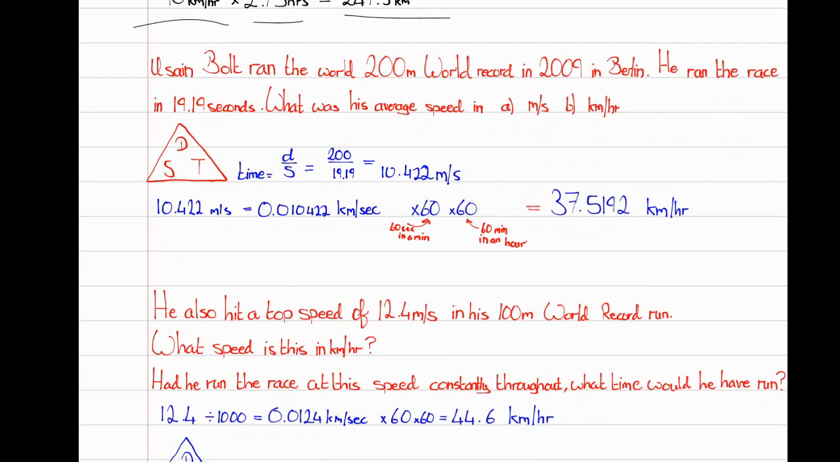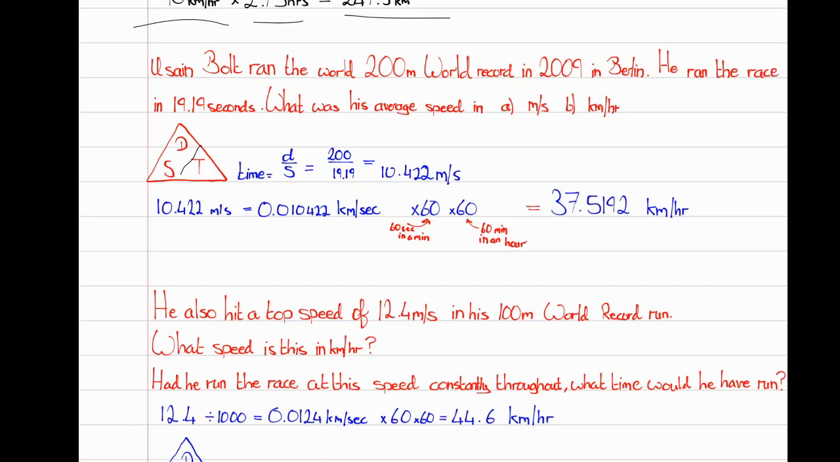Our next question. Usain Bolt ran the world record for the 200 meters in 2009 in Berlin. He ran the race in 19.19 seconds. We want to know what his average speed was in both meters per second and kilometers an hour. So time, take this out of the equation, it's going to be distance divided by time. So we can divide 200 by 19.19 to find that he travelled roughly 10.4 meters per second.